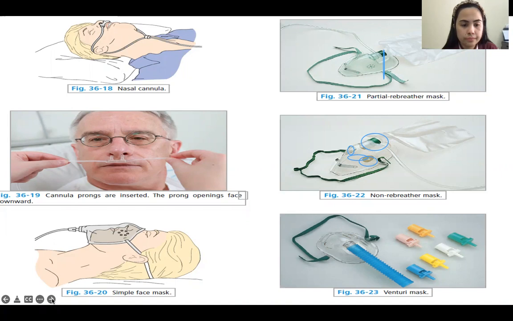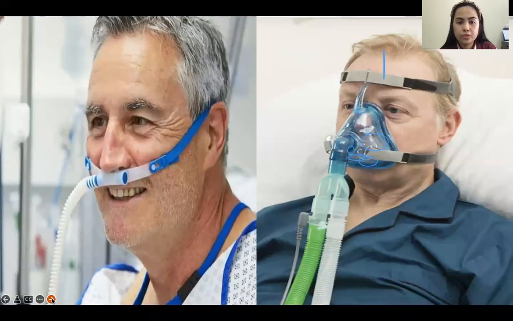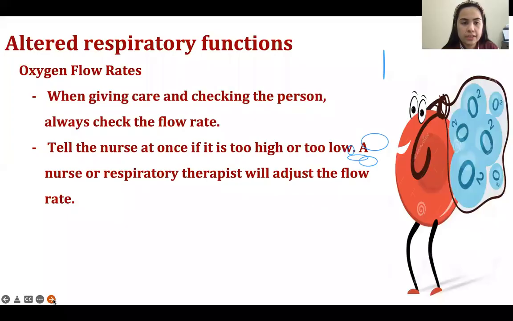Then we also have, on the left side, the high flow nasal cannula. This high flow nasal cannula is connected with a machine, like a ventilator, to give you a higher dose of oxygen. And on the right side, this is called the non-invasive ventilation. This one is connected with the ventilator also. It's non-invasive because it's not put inside. So these are the oxygen devices.